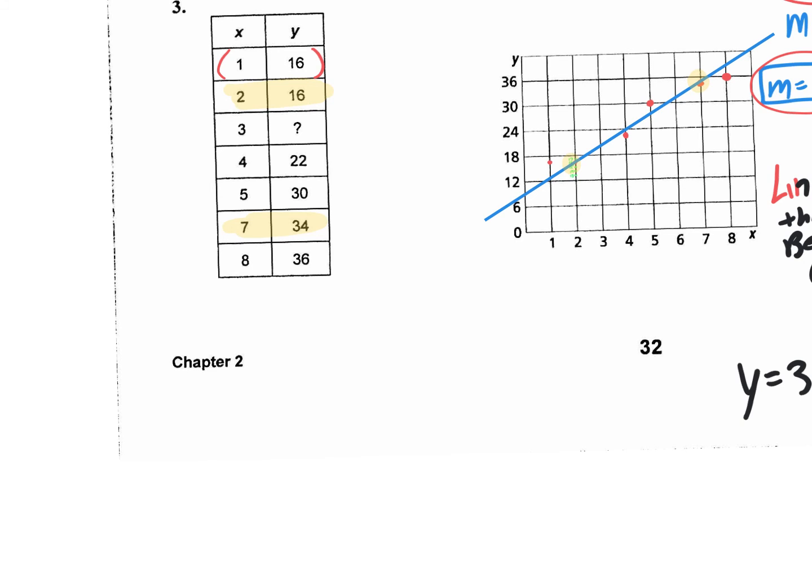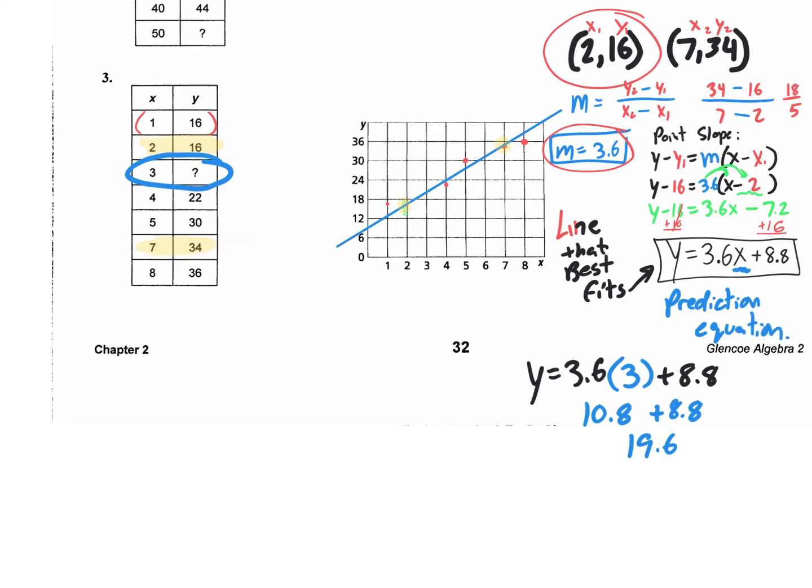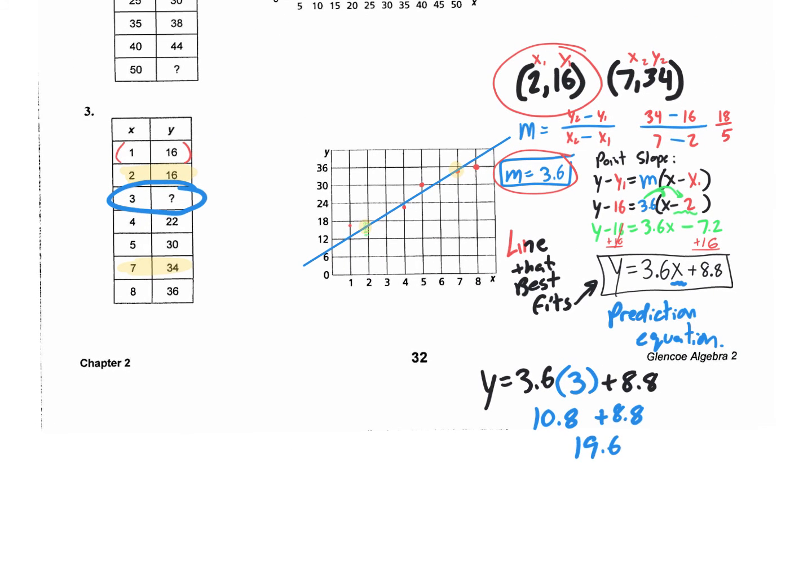And that's what they wanted us to do. They wanted us to do several things. One of the things they wanted us to do was to plot the data and draw the line that best fits, picking the 2 points that would give you the best line, and then getting those 2 points, getting your slope, writing it in point slope form, changing it to slope intercept. That's what we call the line that best fits. That's our prediction equation, and we could predict anything that's going to happen in the future based off of this prediction equation.